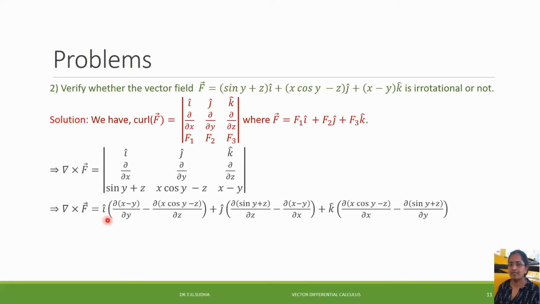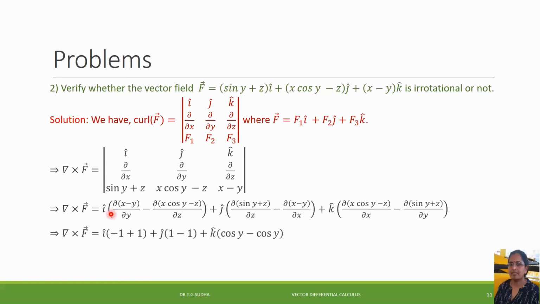So we get del cross f is equal to i into dou by dou y of x minus y minus dou by dou z of x cos y minus z, plus j into dou by dou z of sin y plus z minus dou by dou x of x minus y, plus k into dou by dou x of x cos y minus z minus dou by dou y of sin y plus z. So we get this expression. Now let us find the partial derivatives and substitute the values.